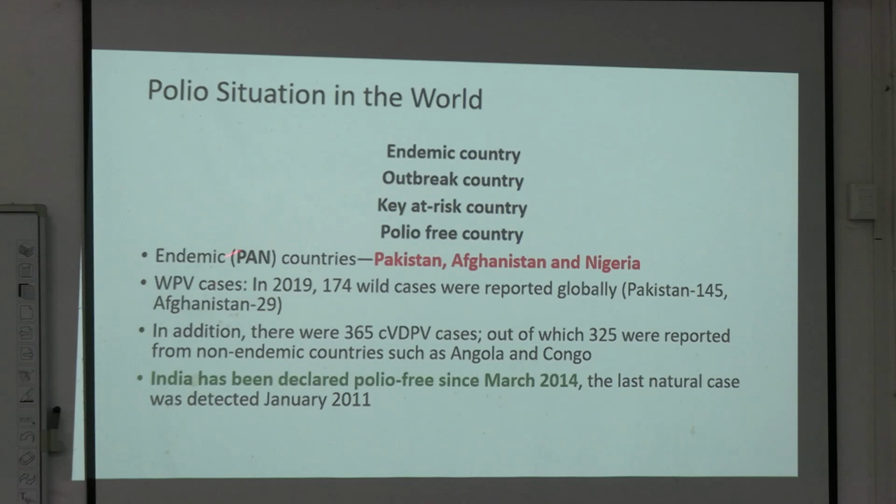Endemic countries are Pakistan, Afghanistan and Nigeria. These are called PAN countries. P for Pakistan, A for Afghanistan, N for Nigeria. So if you are asked what are the PAN countries, don't get confused. It is not that some new country named Pan has been discovered; it is Pakistan, Afghanistan, Nigeria, a short form. India has been declared polio free since March 2014, so that's a good thing.